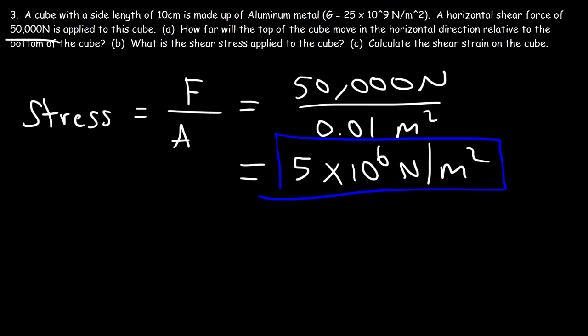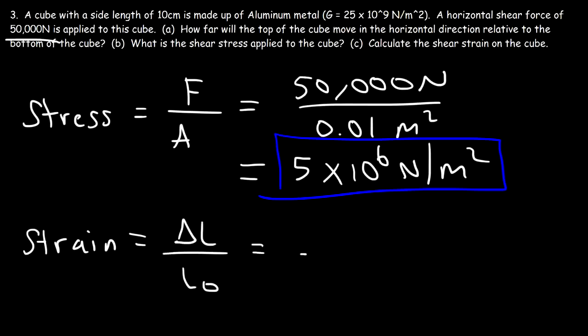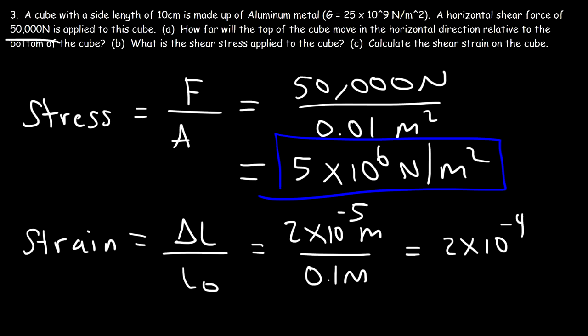Now let's calculate the shear strain. The strain is going to be the change in length divided by L initial. L initial is 10 centimeters, which is 0.1 meters, and the change in length was 0.02 millimeters, which is 2 times 10 to the minus 5 meters. So the strain is 2 times 10 to the minus 4.